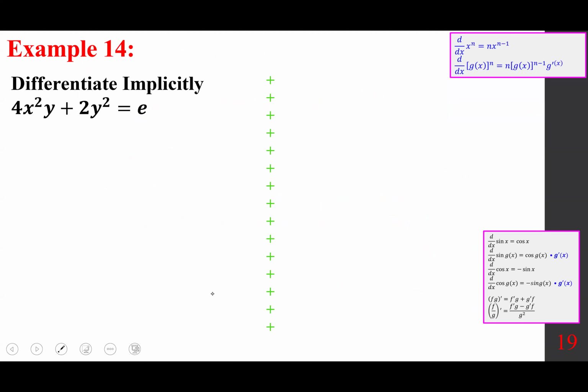Differentiate implicitly. As you recall, when x and y are intertwined, we can do implicit differentiation. And the way we do it, we can put the 4 out, or just, it's simple enough, put a raised dot in between. And say, okay, this is the product of f and g.